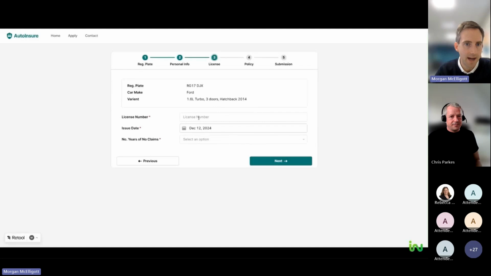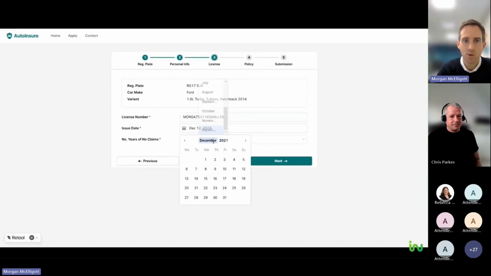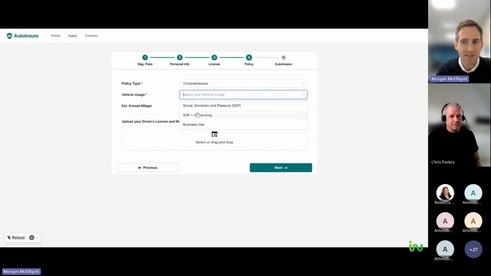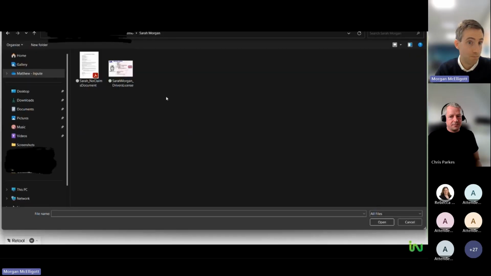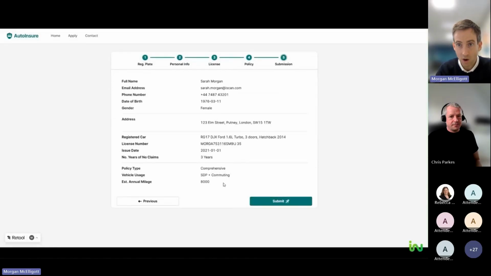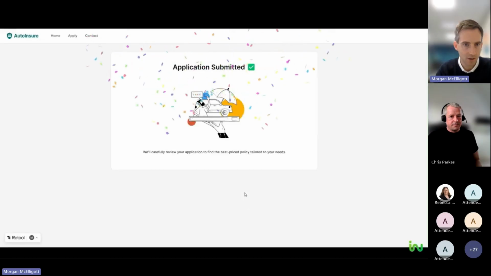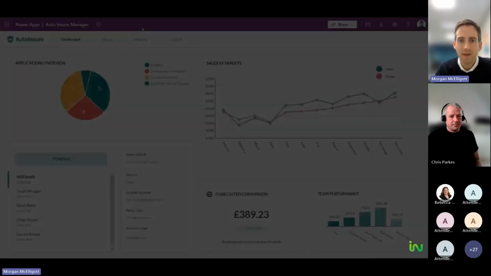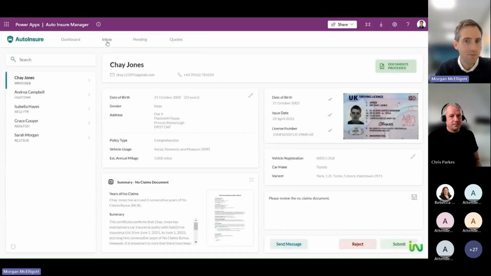So you can see here she's entering in her registration details. That can link to a government database to pull up the car. She enters in all her license details. She can upload her actual physical picture of her license and her no claims bonus, which will then be submitted to our auto insurance brokerage for processing. So application submitted.